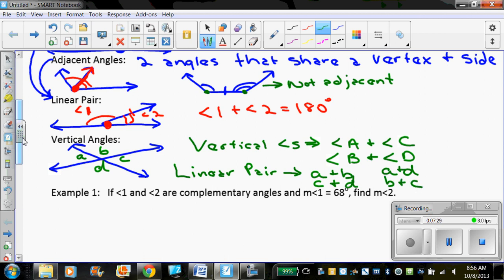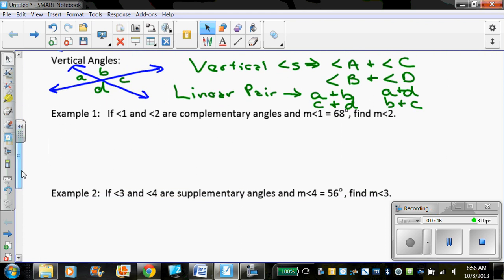So anything that shares a vertex and a side and adds up to 180 and creates a straight angle is a linear pair. Vertical angles, on the other hand, are directly across from each other, and they will be equal to each other.